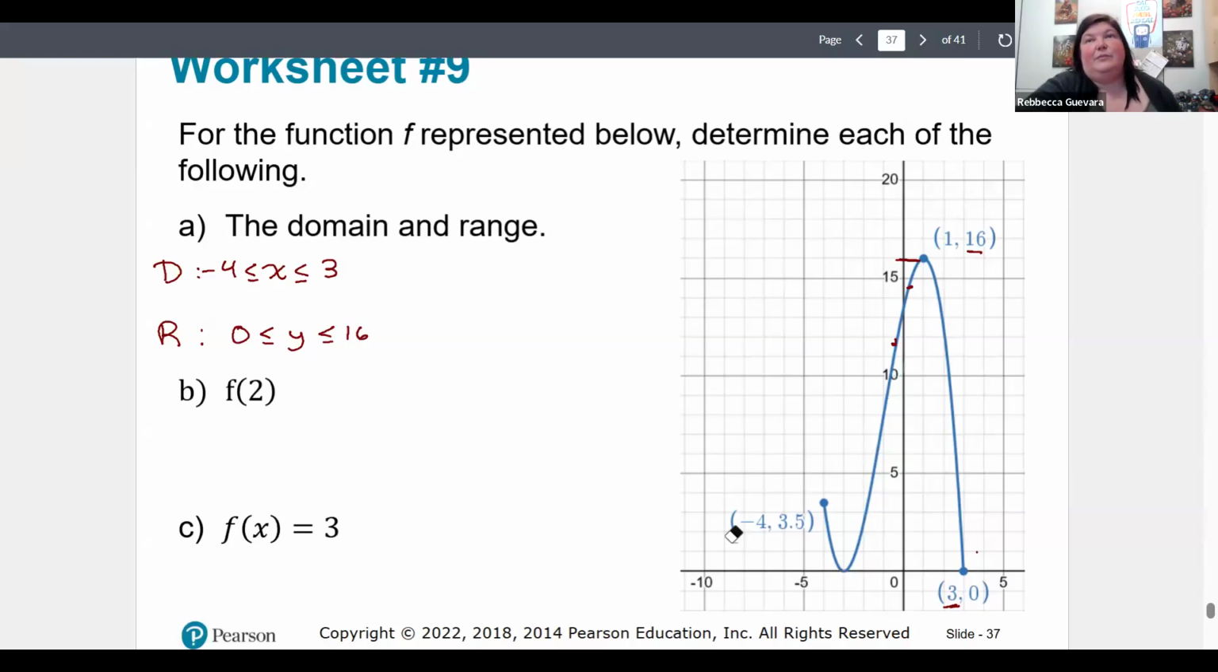All right, let me get rid of my stuff on here. So now we want to figure out what f of 2 is. So that is when x is equal to 2. So when x is 2, we see that, and this is just a good guess, but it looks like y is 12.